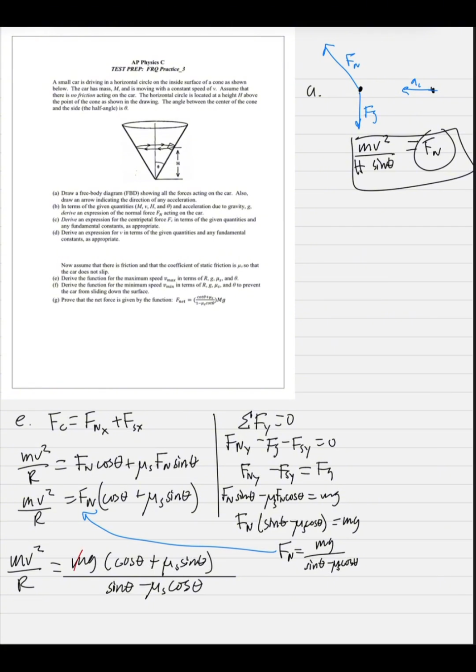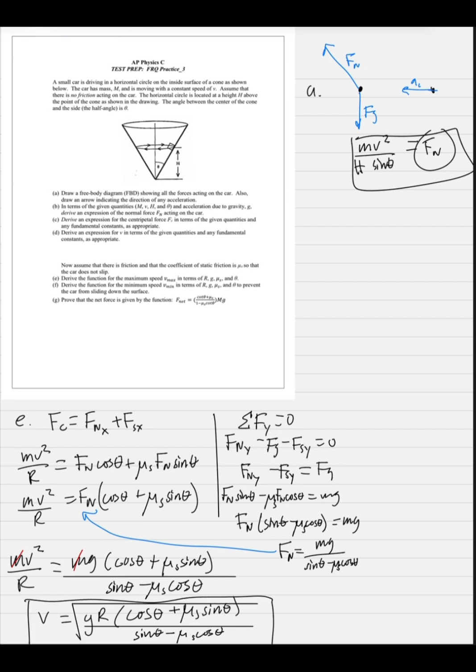So then the m cancels out, and then I move the r to the right side by multiplying both sides by r. And then square root both sides. And that's our equation for E.